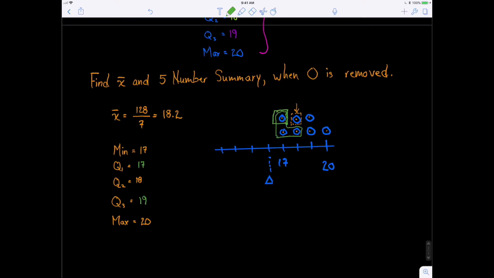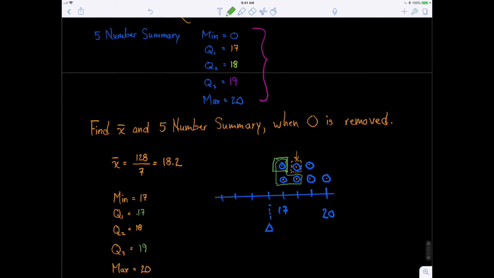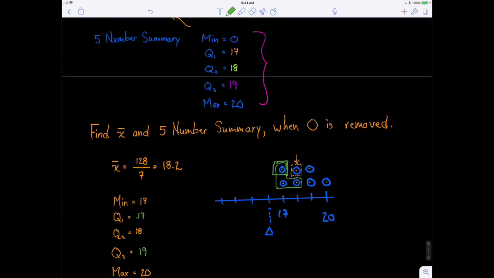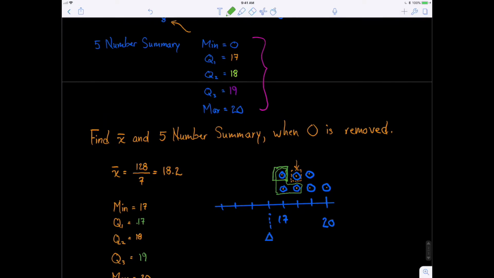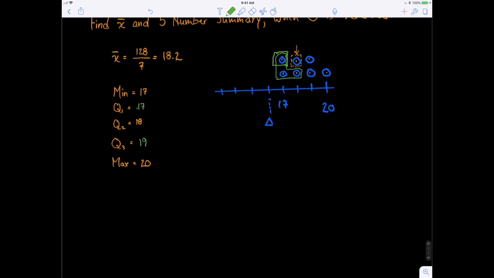So notice Q1, Q2, Q3, and the max are 17, 18, 19, 20. And look at what we had above: 17, 18, 19, and 20. Only the minimum changed. Only the minimum changed. But look at what happened to the mean. Let's take a look at the mean.